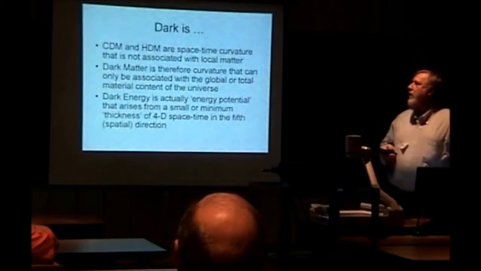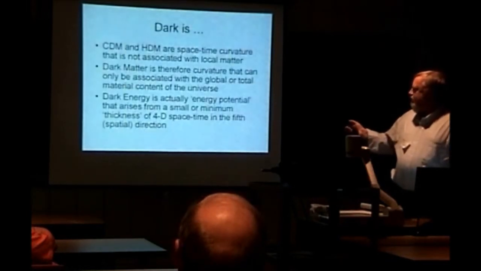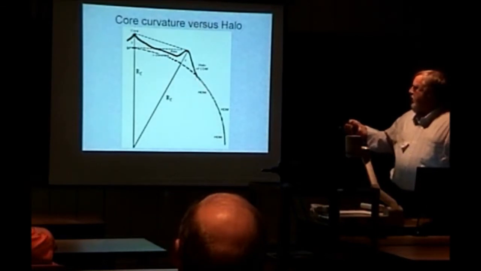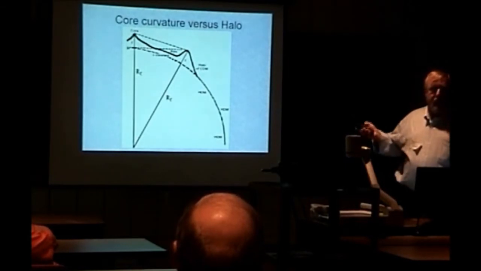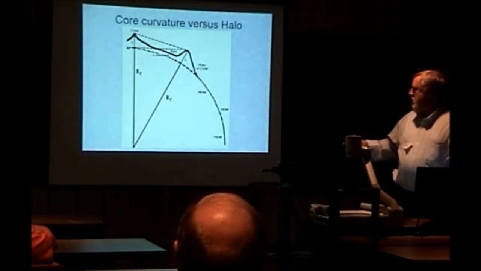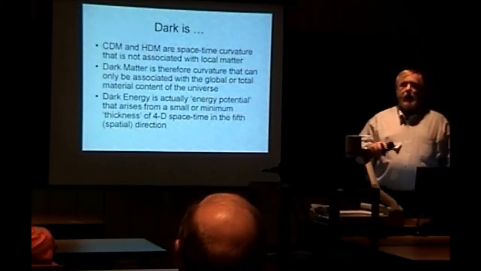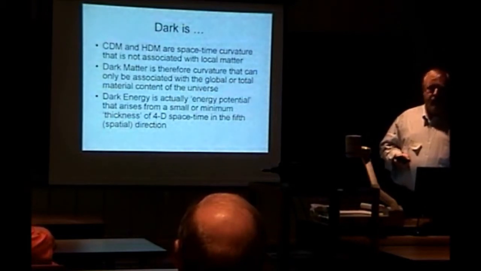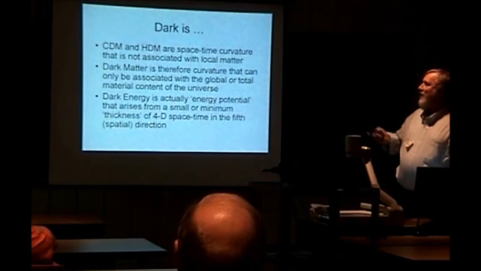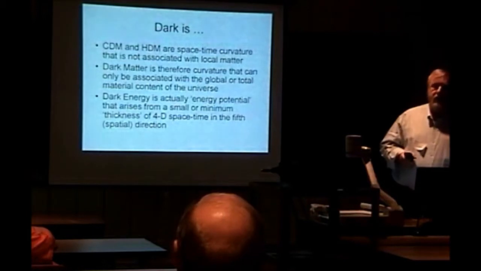Now, that allows me to define dark matter. The rest of the curvature here then would be what we call hot dark matter. So this model explains both cold and hot dark matter. Now, cold and hot dark matter are space-time curvature that is not associated with local matter. Dark matter is therefore a curvature that can only be associated with the global or total material content of the universe. Dark energy is actually then an energy potential that arises from a small or minimum thickness of our 4-dimensional space-time in the 5th spatial direction.